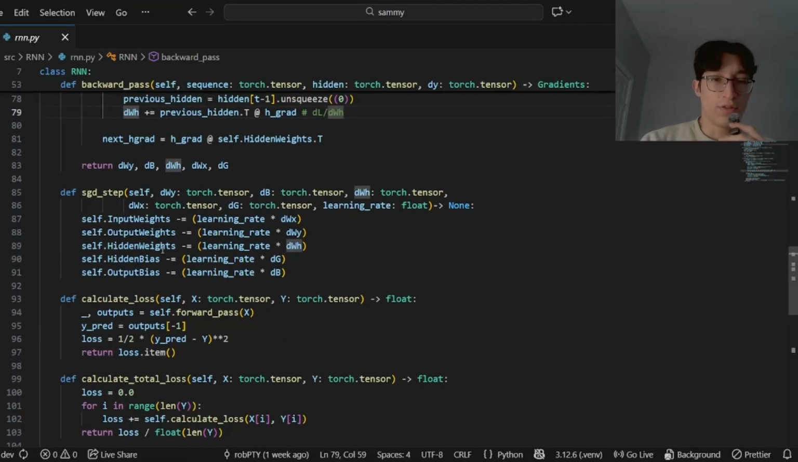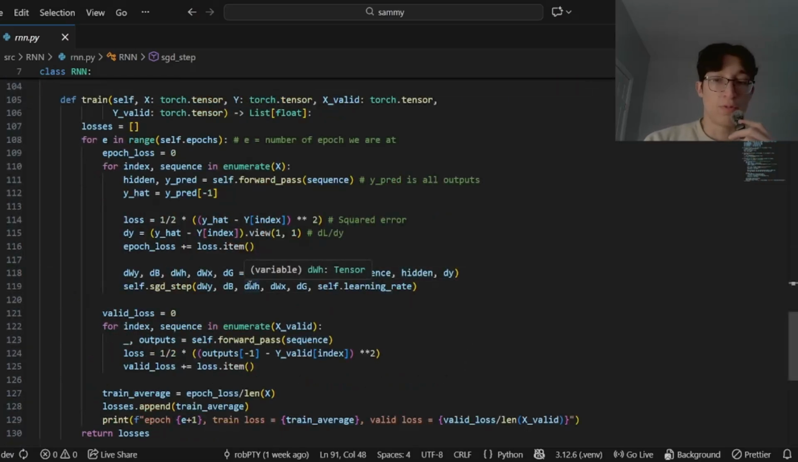So once we have all these derivatives, what we can do is just multiply them by epsilon, which is our learning rate. This learning rate is stored within the class of the RNN, but you can change it to whatever you like. And you subtract these from the input weights. This is a pretty simple function, and it's just done like this for modularity.